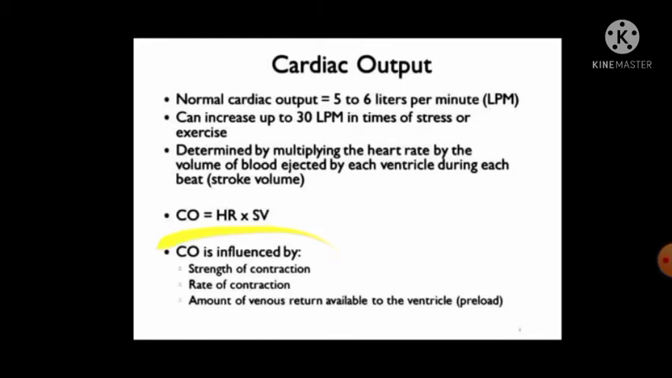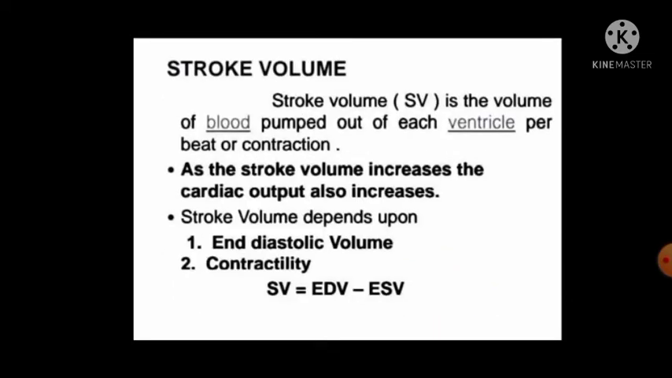Cardiac output is influenced by the strength of contraction, meaning how much blood is pumped by the left ventricle at each contraction, the rate of contraction, and the amount of venous return available to the ventricles, the preload. Stroke volume is the volume of blood pumped by the left ventricle for each contraction. It is the volume of blood pumped by each ventricle per beat or contraction.